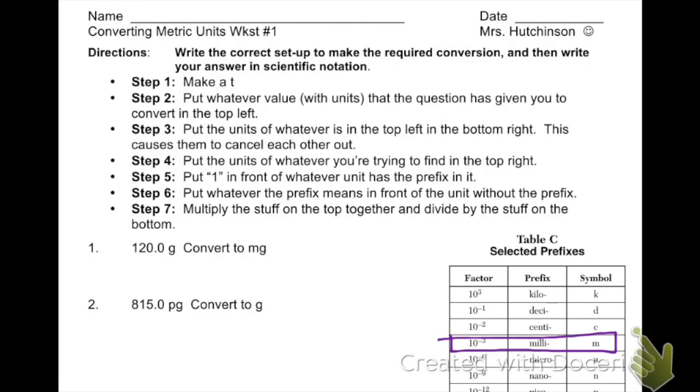10 to the negative 3rd grams is equal to 1 milligram. Next step, create our T-chart. If you write big, by the way, you might need an extra sheet, just so you know. We're going to place what was given in the upper left. So 120 grams. We're going to place that same unit in the lower right so it can cancel out. We're then going to place our milligrams, the unit that we're trying to convert to, on top.